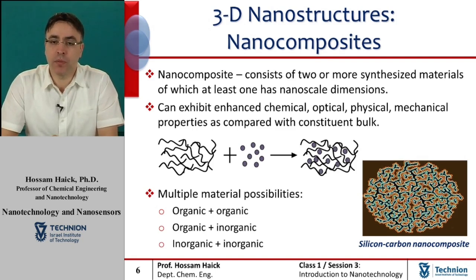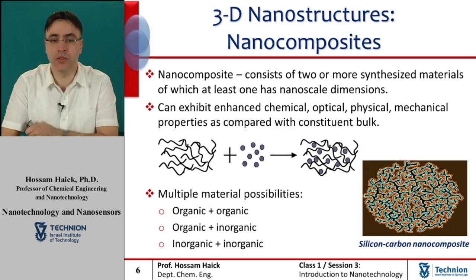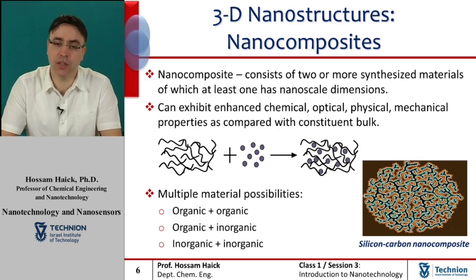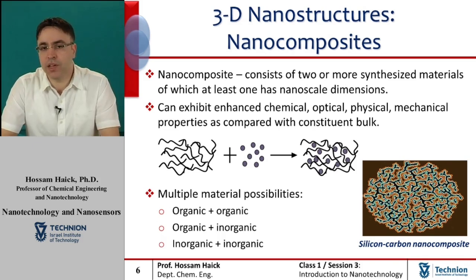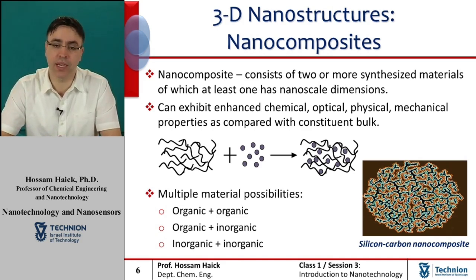Nanocomposites might include combinations of organic and organic material. They also can include a combination of organic and inorganic material. And finally, they can include a combination of inorganic and inorganic materials. This large amount of reinforcement surface area means that a relatively small amount of nanoscale reinforcement can have an observable effect on the macroscale properties of the composite.